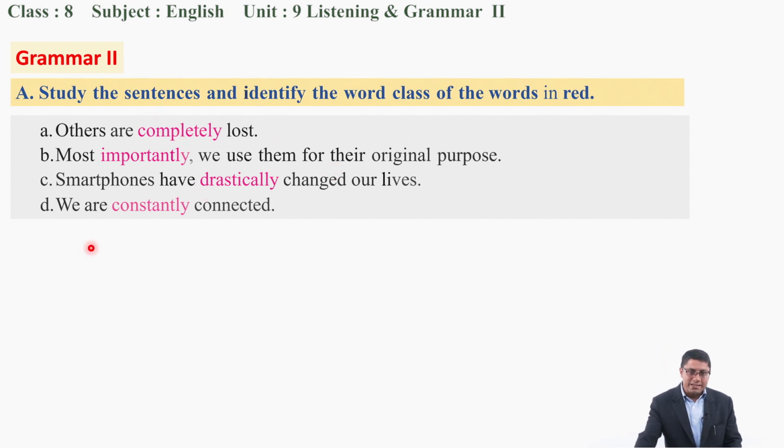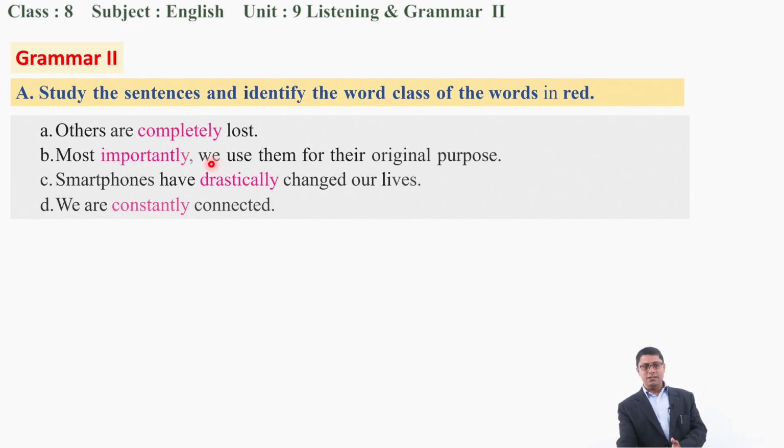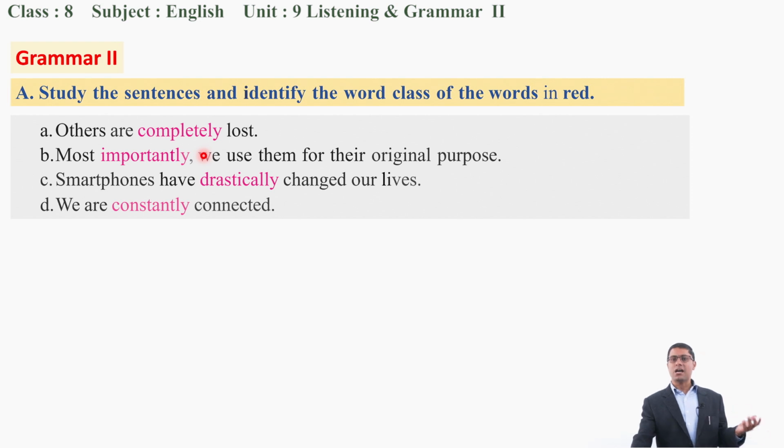Now, can you say the word class of these words? Are these nouns or verbs, adjectives, adverbs? What are they? Can you say? Very good. These words are adverbs. Completely, importantly, drastically, constantly. They are adverbs because they show the manner. They show how things happened. So these are called adverbs.